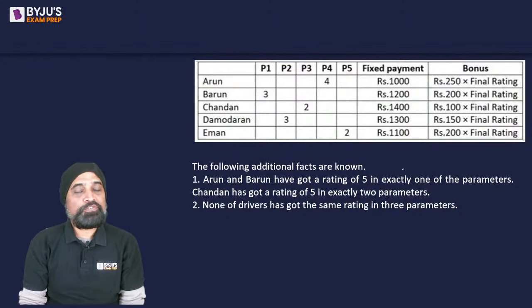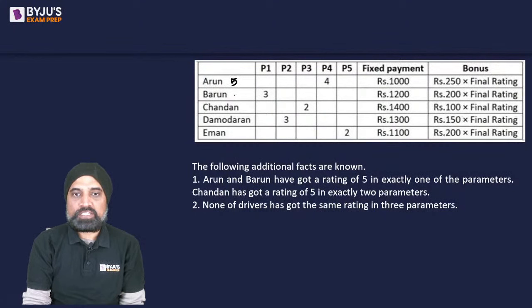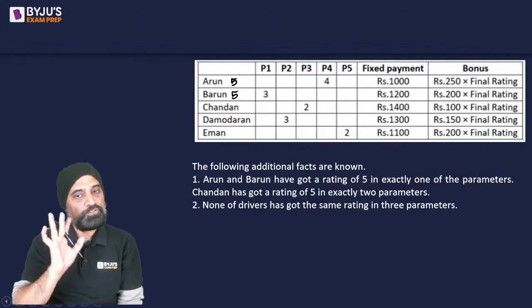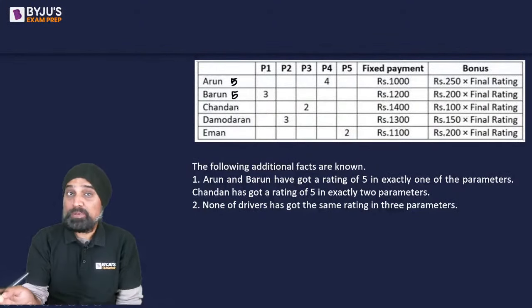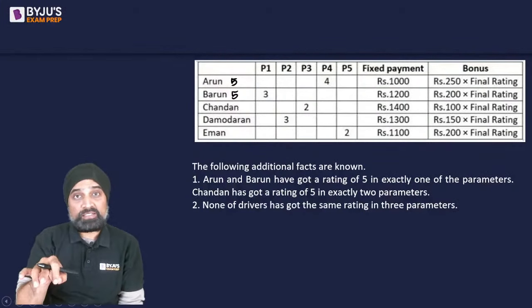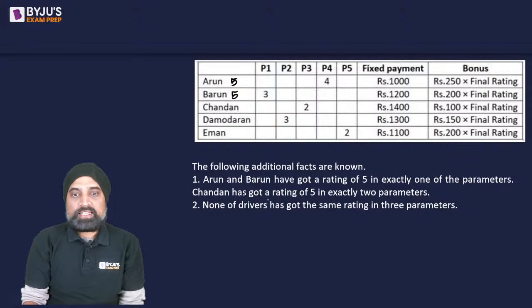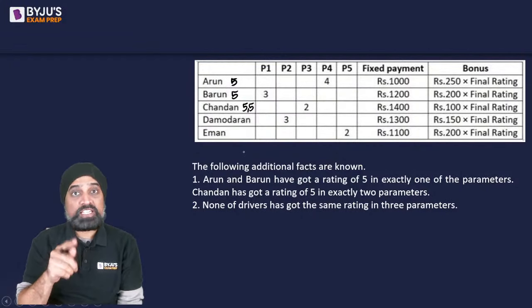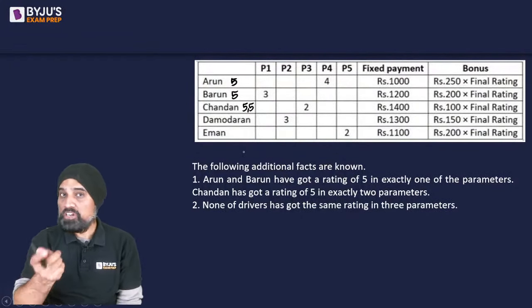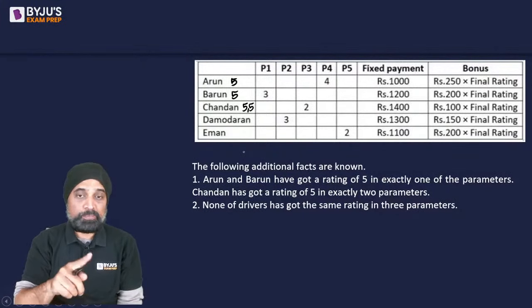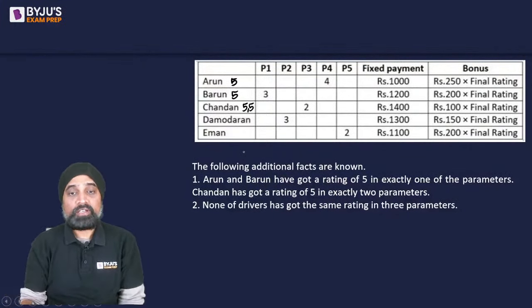The following additional facts are also known. A and B have got a rating of 5 in exactly one of the parameters. So A and B, they have received a 5 in exactly one of the parameters. So they may be eligible for bonus, given that they do not get a 1. C has got a rating of 5 in exactly 2 parameters. So C is also eligible for bonus. Not necessarily he will get the bonus, depending upon if he gets a 1 or not.